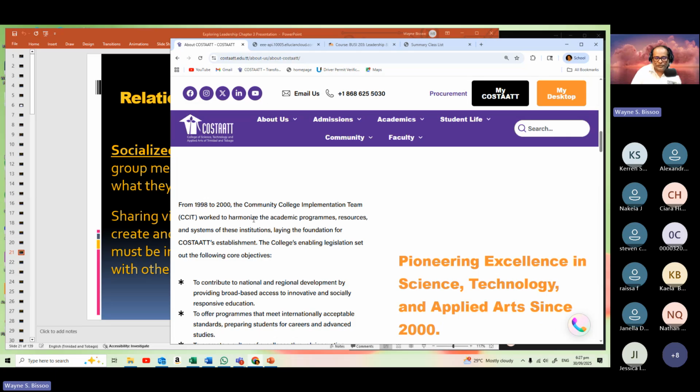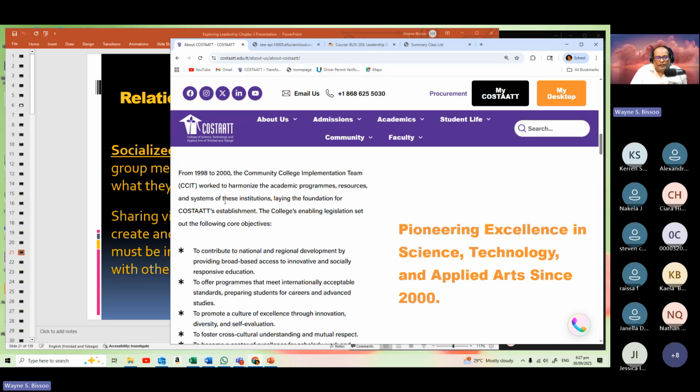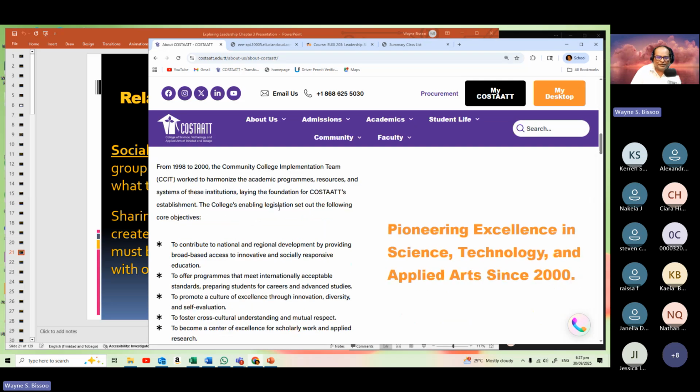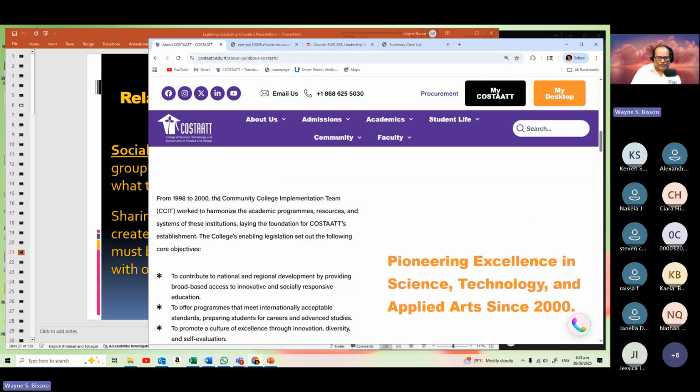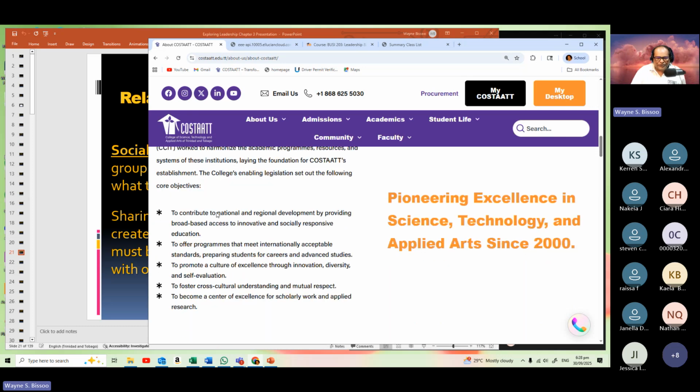Because in the year 2000, the government harmonized the legislation that governs the College of Costat. And if you ever look at the act that sets up Costat, you'd see that it was set up in the year 2000. But we were working from since before, a long time. So it took a while.